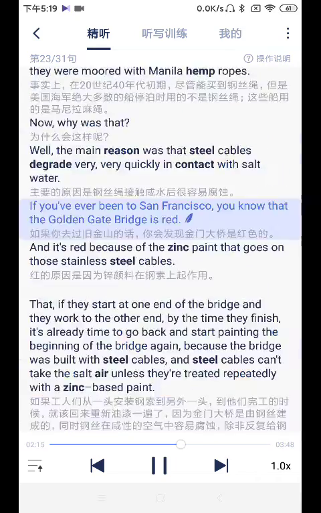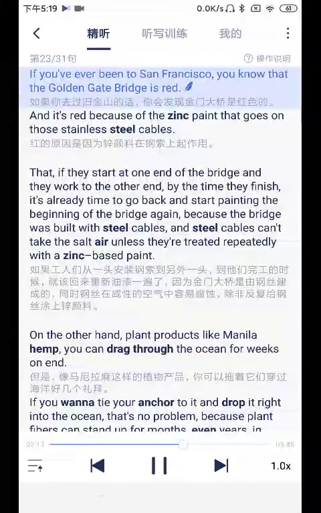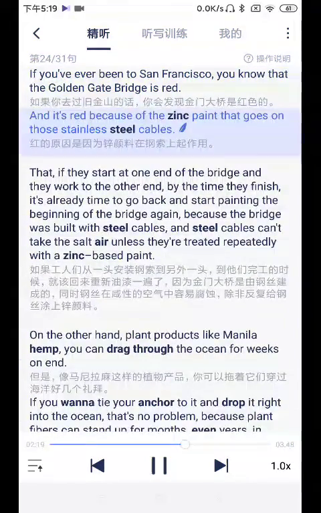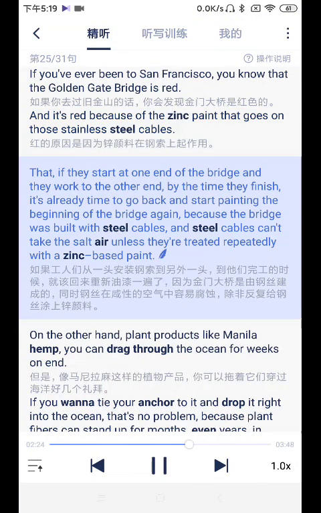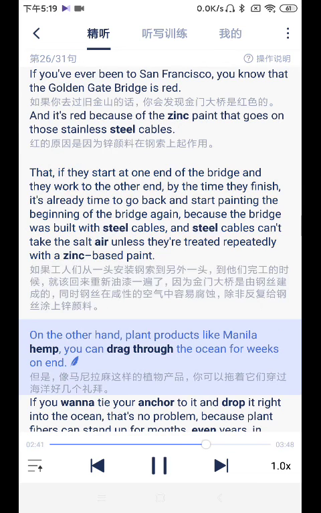If you've ever been to San Francisco, you know that the Golden Gate Bridge is red. And it's red because of the zinc paint that goes on those stainless steel cables. If they start painting at one end of the bridge and work to the other end, by the time they finish, it's already time to go back and start painting the beginning of the bridge again, because the bridge was built with steel cables, and steel cables can't take the salt air unless they're treated repeatedly with a zinc-based paint. On the other hand, plant products like manila hemp, you can drag through the ocean for weeks on end.